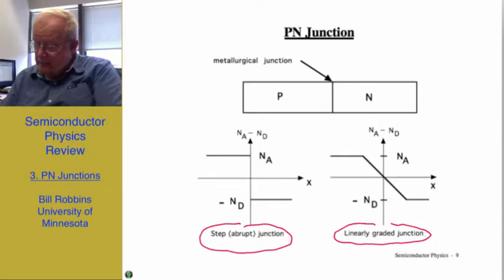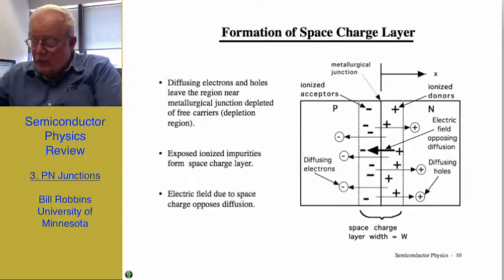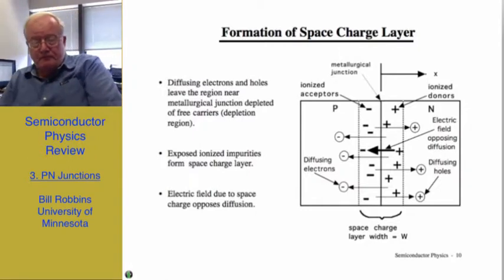Once you have a step junction or a linearly graded junction, either way, you immediately form what is called a space charge region. Here's the metallurgical junction in the middle. Here on the n-type side, you have many more electrons immediately adjacent to the metallurgical junction than you do electrons on the p-type side immediately adjacent to the metallurgical junction.